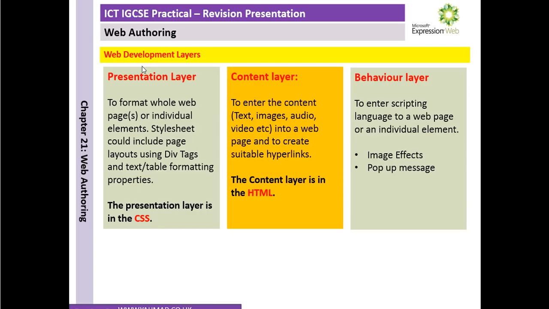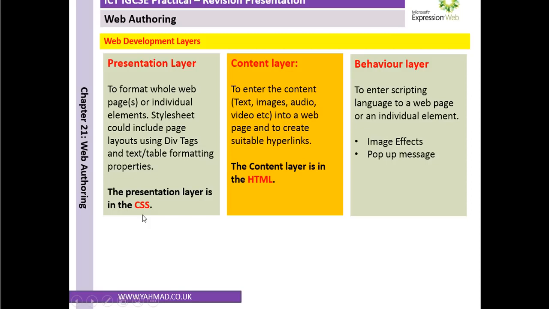Okay, so let's now look at the web development layers. The first layer is the presentation layer. The presentation layer is in the CSS. CSS is basically cascading style sheets. Cascading style sheets are basically used to format whole web pages or individual elements. Style sheets could include page layouts using div tags and text and table formatting properties.